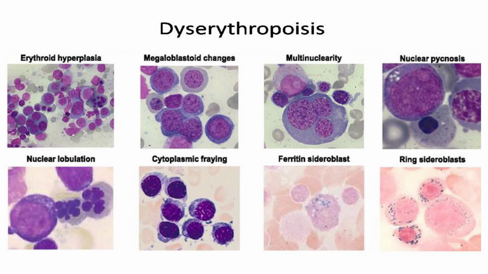Okay. And cytoplasmic fraying is seen here. And these are the nuclear lobulations which are seen in these normoblasts also. Now see these cells. It is very difficult to differentiate them from megakaryocytes.